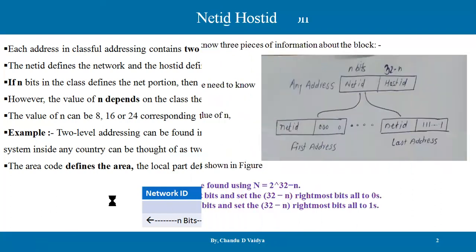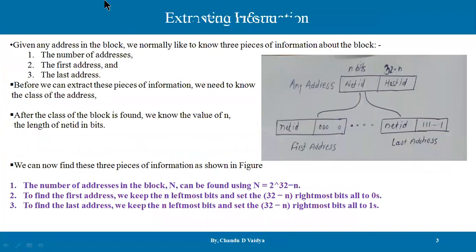Let's take some examples to identify this. Before taking these examples, let's see how to extract information from the two-level addressing scheme, and what type of information can be extracted from it. Let's take the very first case. Suppose an address block is given. For that particular block, we require three types of information. Very first, how many addresses are there in the block? What will be the first address of that particular block, and what will be the last address of that particular block?